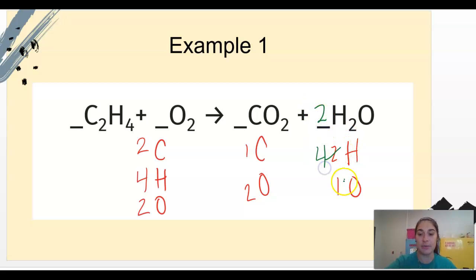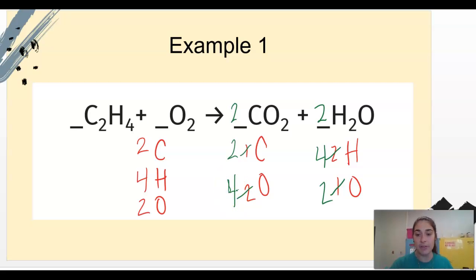Changes hydrogen to 4, oxygen to 2. Okay. So now my hydrogens are balanced. Great. Then carbon was next. I have 2 carbons on the left, 1 on the right. So I'm going to balance that with a 2. That changes carbon to 2 and oxygen to 4.